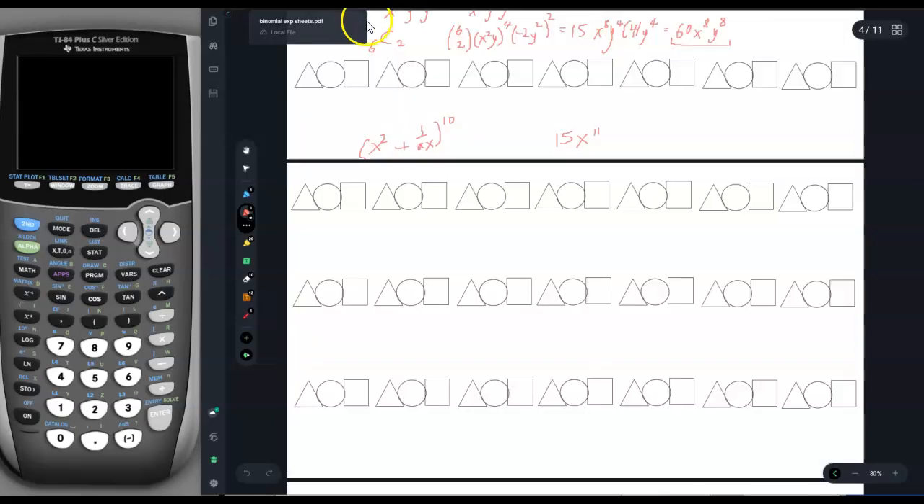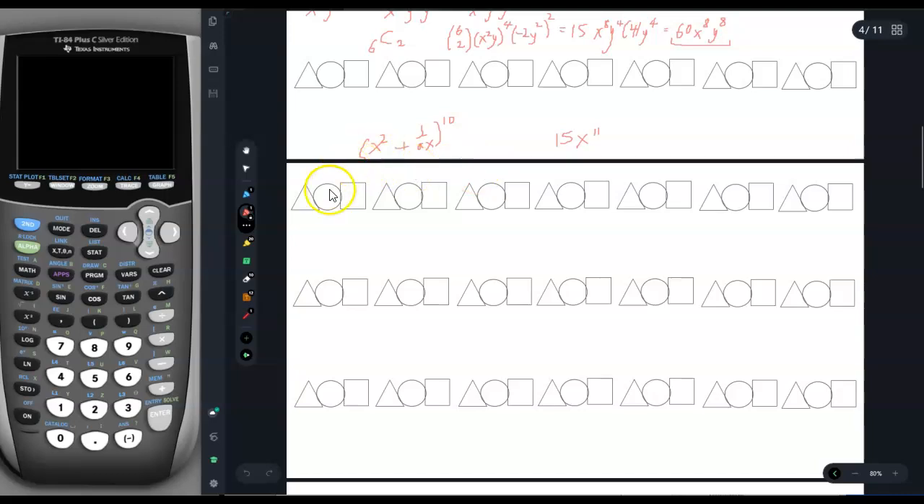Okay, so first thing, I just copied the problem down here. What we're looking for is 15x to the 11th as a term. So basically the first thing we're going to do is similar to the other problems where we did the non-algebra method. I'm going to expand this, but I'm not going to expand it completely. I'm just going to try to see which of these terms actually has x to the 11th in it.